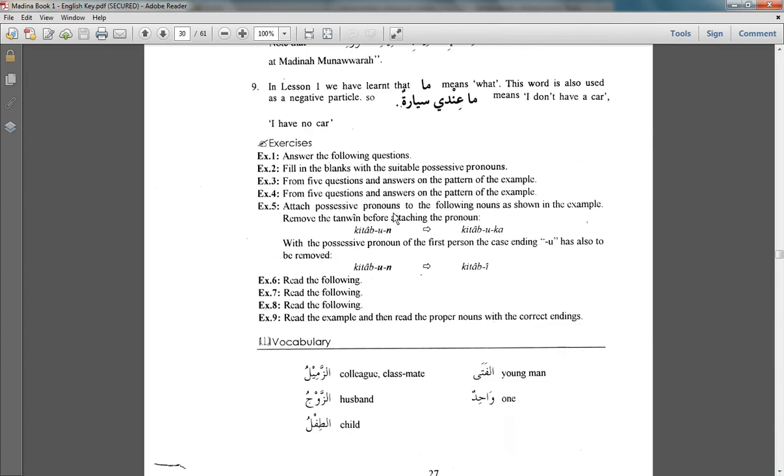Vocabulary: az-zamil, colleague, classmate. Al-fata, young man. Az-zawj, husband. Wahid, one. At-tifl, child.